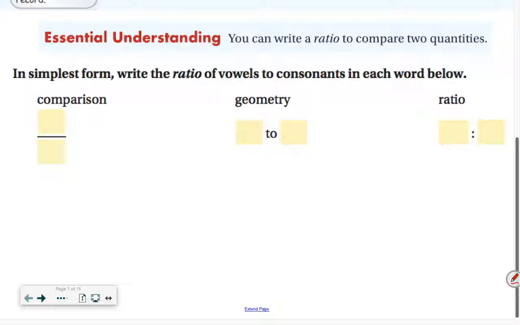So we're going to write the ratio of the vowels to consonants. We all know our vowels, yes? How many vowels are in the word comparison? 4. How many consonants are in the word comparison? 6. Can I reduce this fraction 4 over 6? Yes. 2/3.